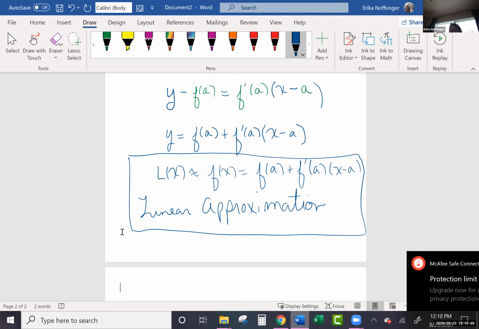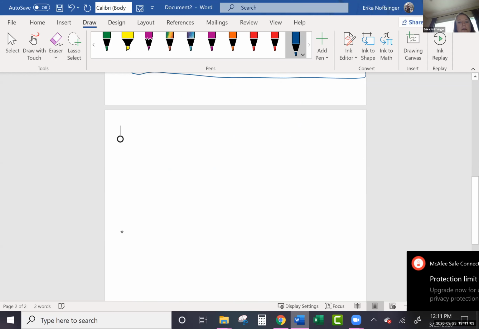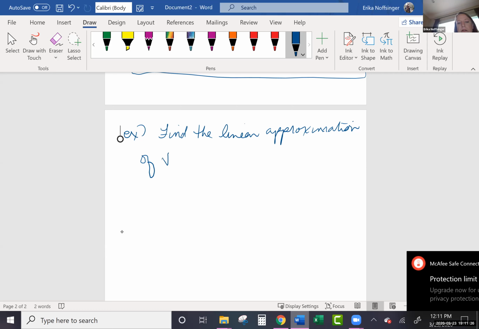Okay, so let's look at an example of using this. I was going to do a natural log, but let's go with a simpler one first. Let's do a square root. For example, let's find the linear approximation. I probably should have typed this out. It could have been faster. Next time. So find the linear approximation of the square root of 9.06.